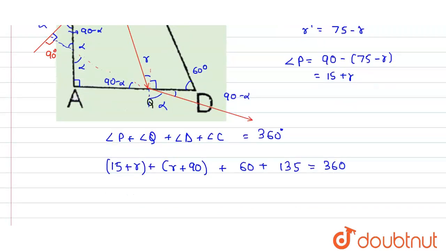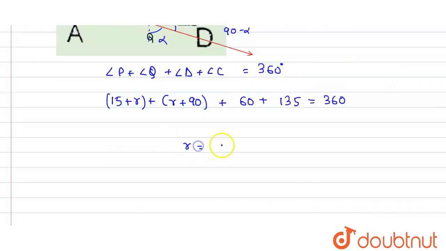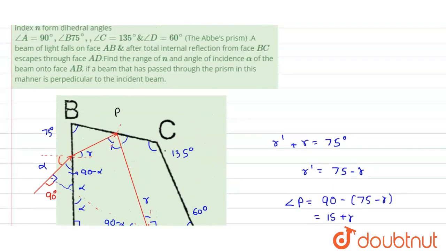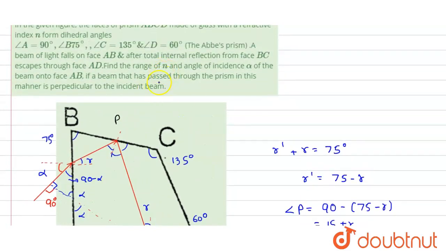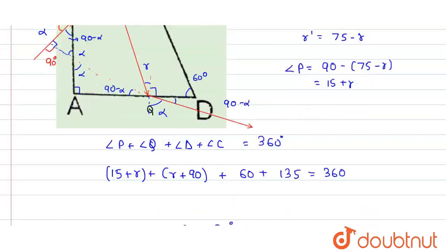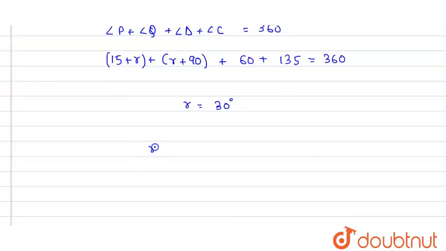Now if we solve this, then our angle r would turn out to be 30 degrees. This is the value of r. Now if this is the value of r, what we need to find is the range of the value of n. Now if we consider here, this is our r dash. So if the total reflection has to take place at this surface, then our angle r dash should be greater than or equal to the critical angle C. We just take the equality also.